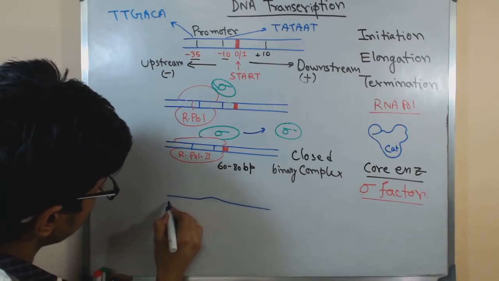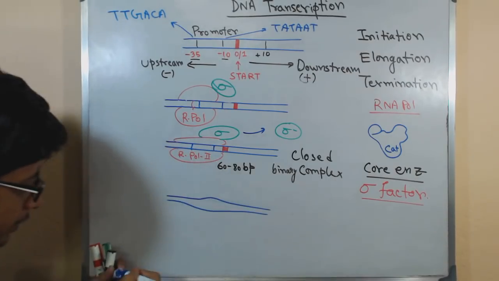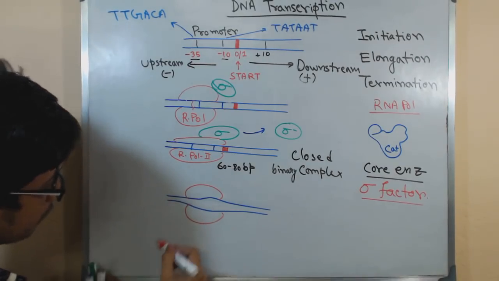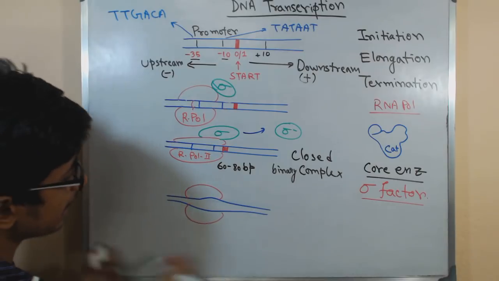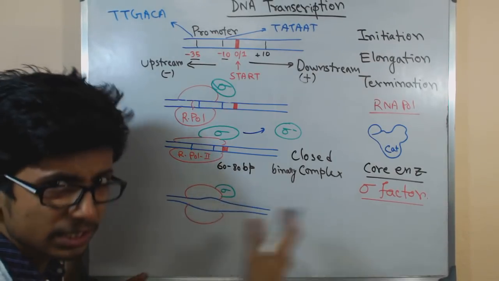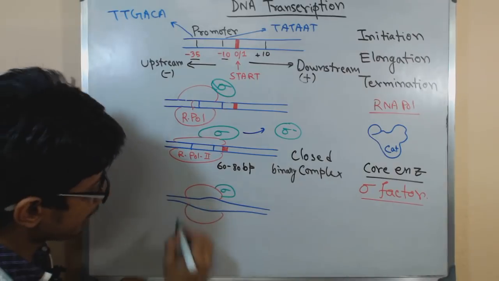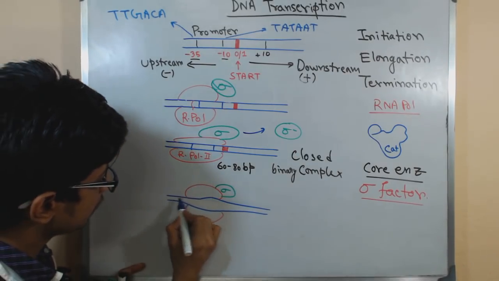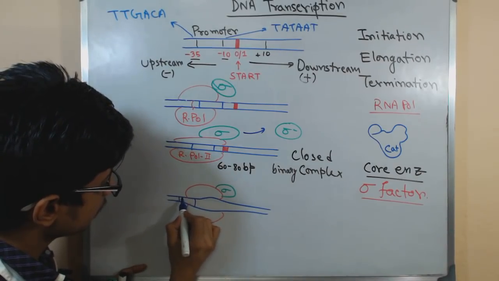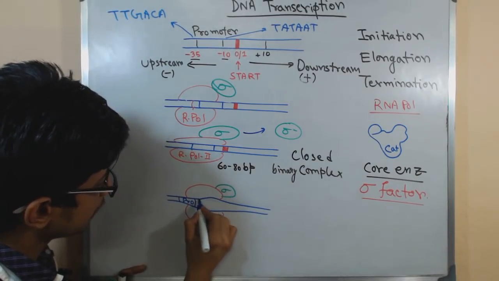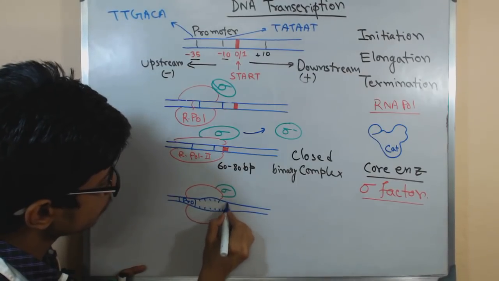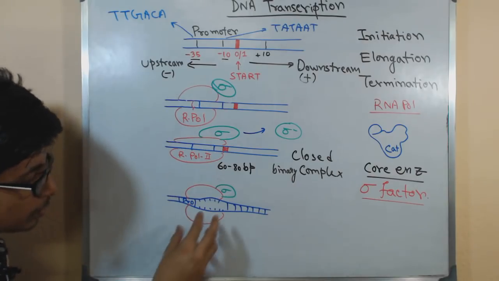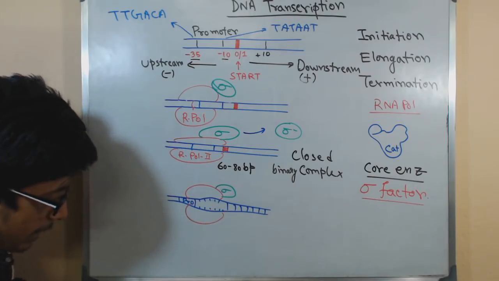Start melting the DNA here, okay? And this is the polymerase. Sigma is still attached there, remember, because sigma will be released just right after this. So DNA melting starts to occur here, and if I draw it here, this was the promoter site, and these are the sites for the transcription start. So melting is beginning here, and this is the stage.